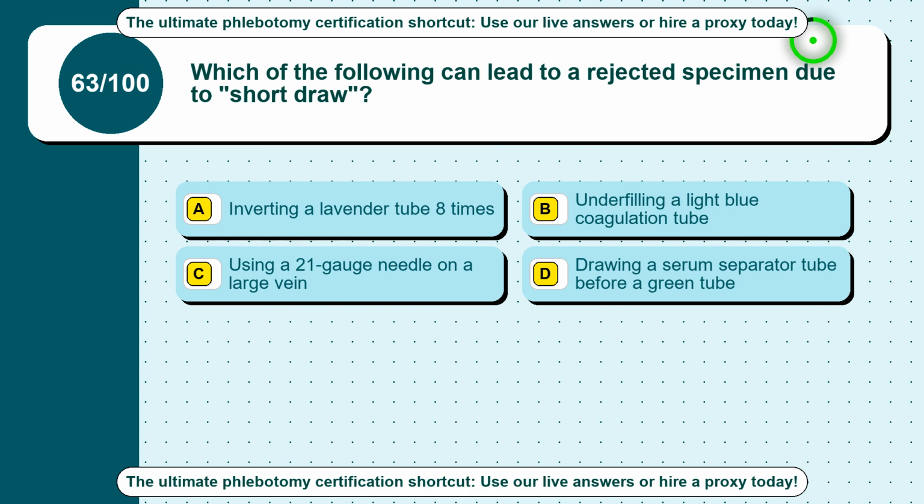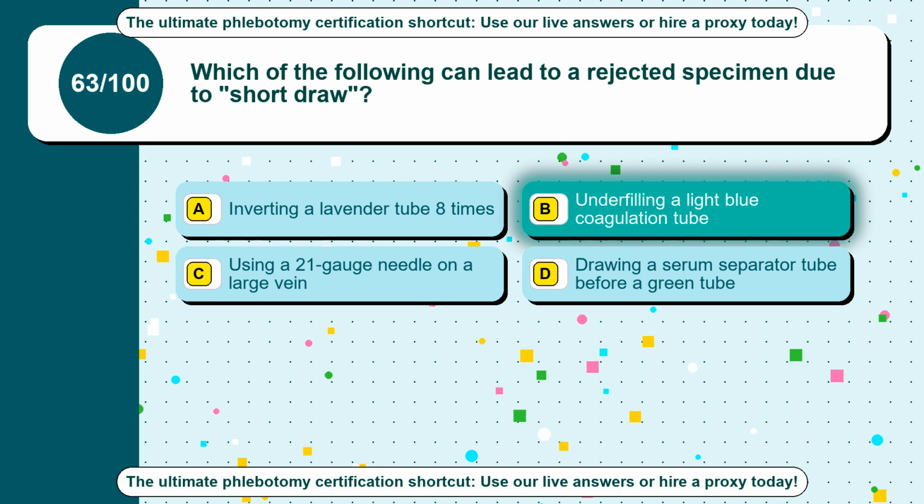Question 63. Which of the following can lead to a rejected specimen due to short draw? Option A, inverting a lavender tube 8 times. Option B, underfilling a light blue coagulation tube. Option C, using a 21-gauge needle on a large vein. Option D, drawing a serum separator tube before a green tube. The correct answer is option B, underfilling a light blue coagulation tube.